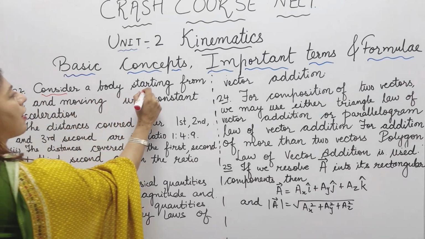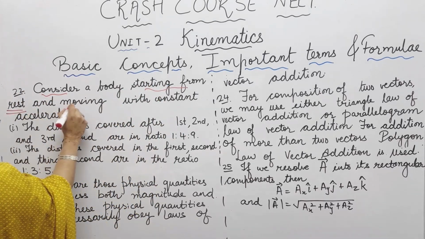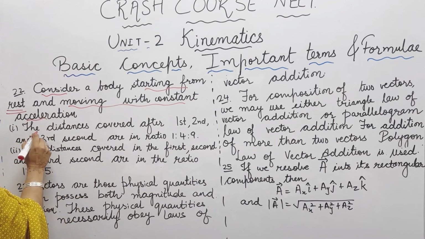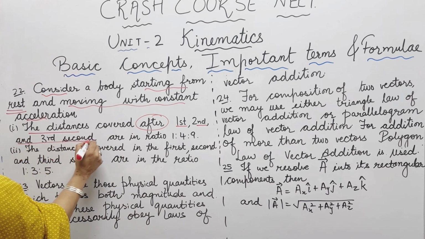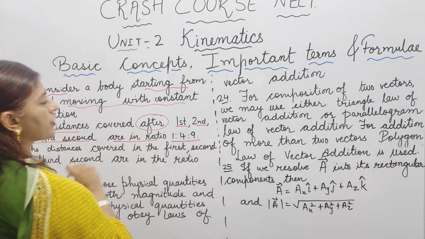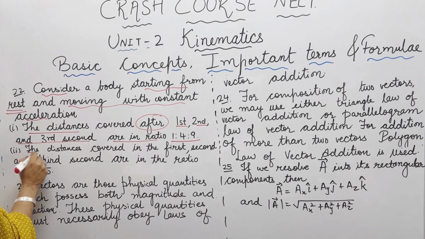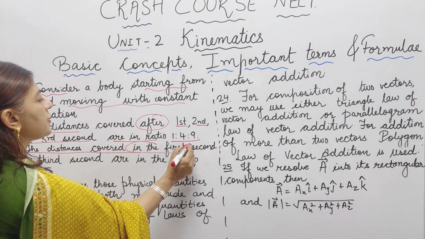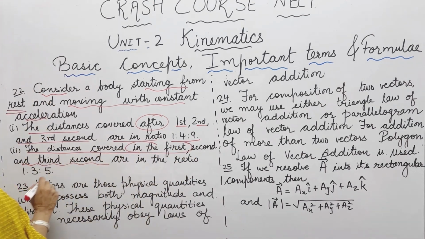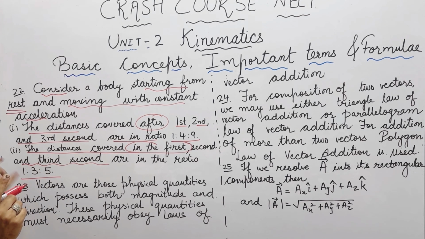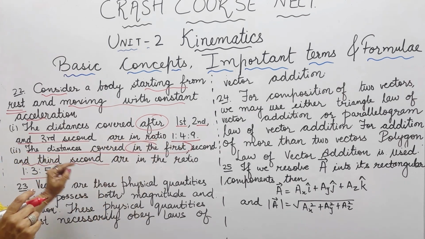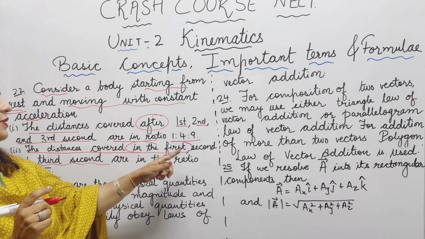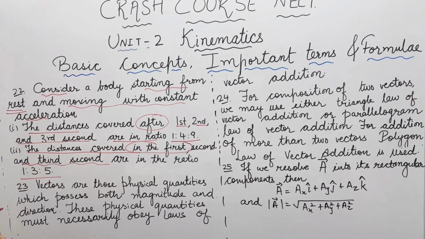Consider a body that is starting from rest and moving with constant acceleration. The distances covered after the first, second and third second are in the ratio 1 is to 4 is to 9. And the distances covered in the first, second and third second are in the ratio 1 is to 3 is to 5. Make clear what the words being used are: distance covered after, and distances covered in.